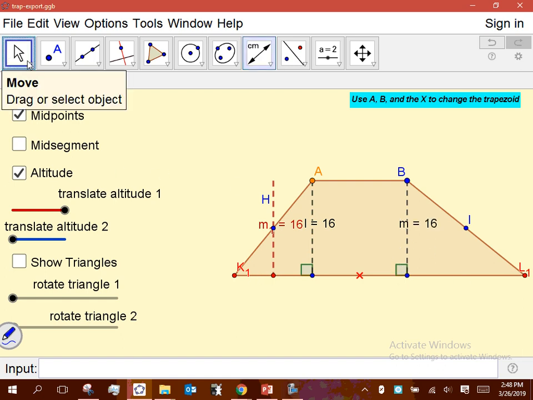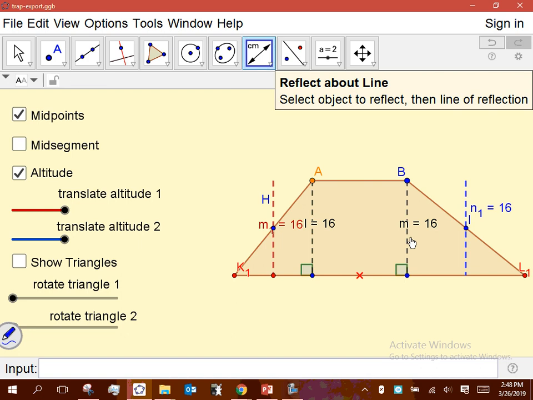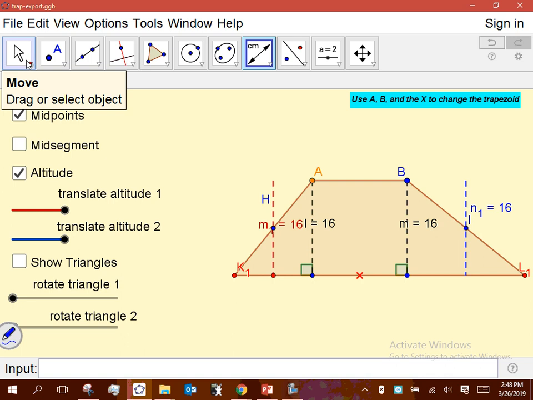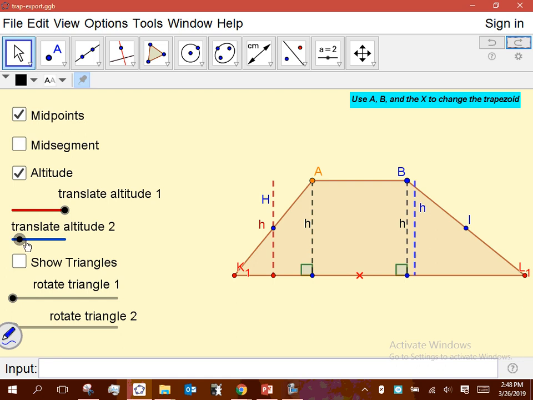I'm going to take that one on the right, and I'm going to move it as well. Guess what that distance is going to be? 16. So hopefully you see that it doesn't matter where those altitudes are, it's still the 16, it's still contributing to our formula the same way, right? Okay. Let me get rid of those 16s real quick. All right, so we move those altitudes out to intersect the midpoints.